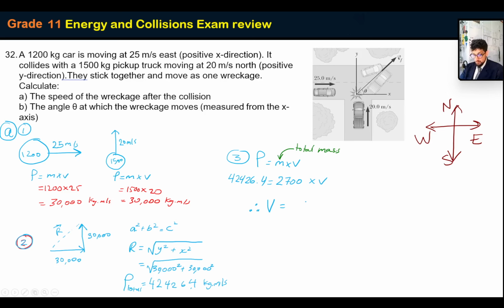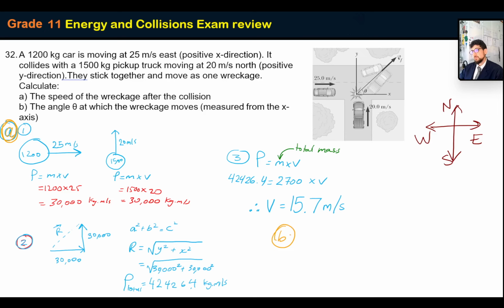Therefore, velocity is equivalent to 15.7 meters per second. Great. Are we done? Not quite. Now we've just answered A. So what we need to do next is answer B.